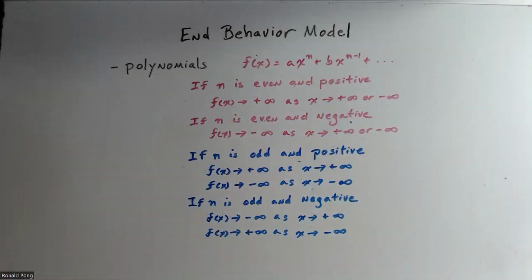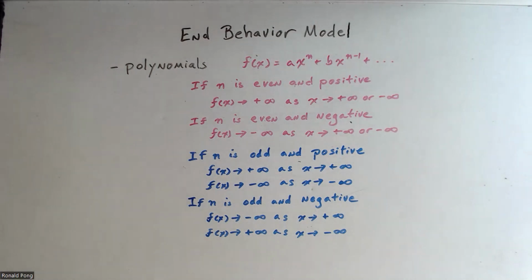Let's get started talking about infinity. In pre-calculus, we learned the end behavior model, which for polynomials says that given a polynomial f of x equals a x to the n plus b x to the n minus 1, etc., down to lower degree terms, if n is even and positive, f of x heads toward positive infinity as x approaches positive or negative infinity. If n is even and negative, then f of x approaches negative infinity as x approaches positive or negative infinity.